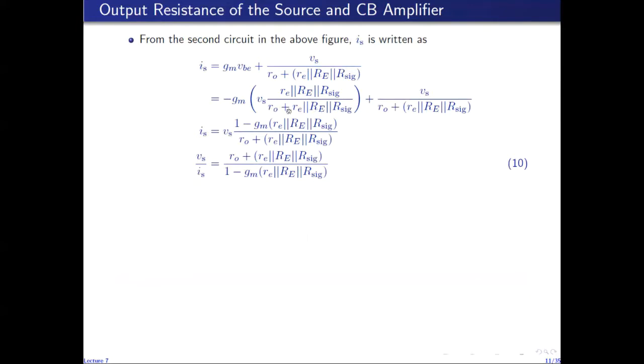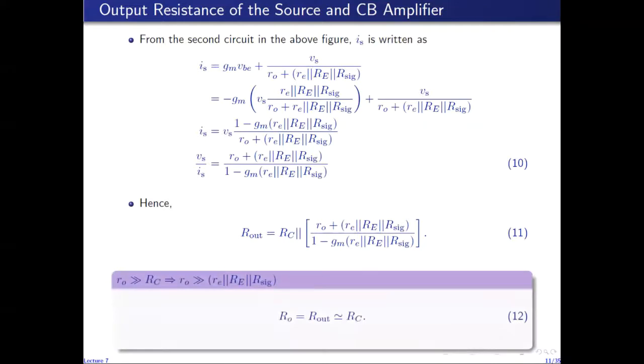So we see that the denominator of these two terms is the same. Vs is common, so we take Vs out common, and then Vs over Is is actually the inverse of this factor, and hence this ratio is given by this expression. And this results in the overall output resistance of the source plus the common base amplifier, which is given by RC in parallel with this factor.